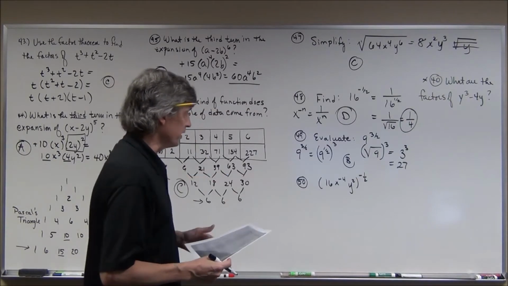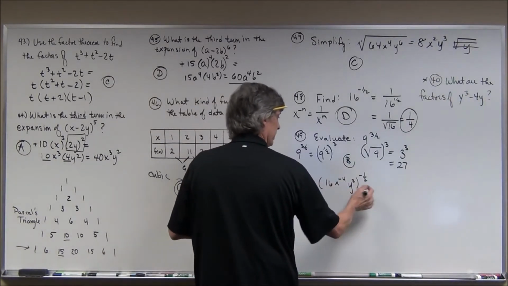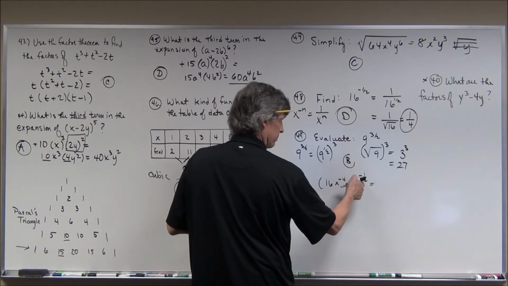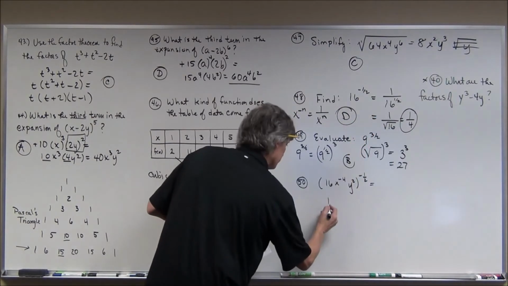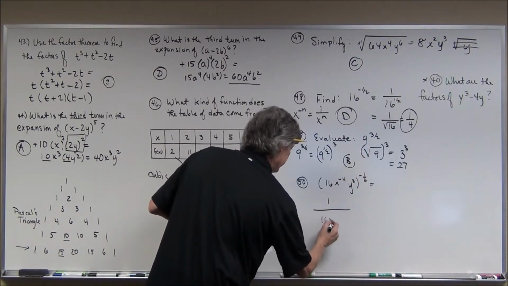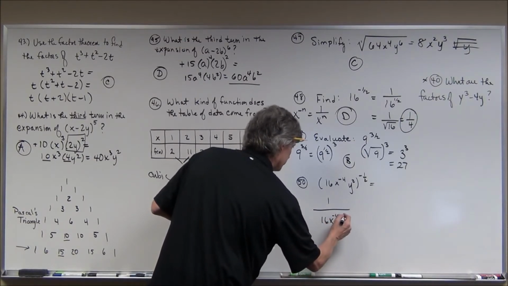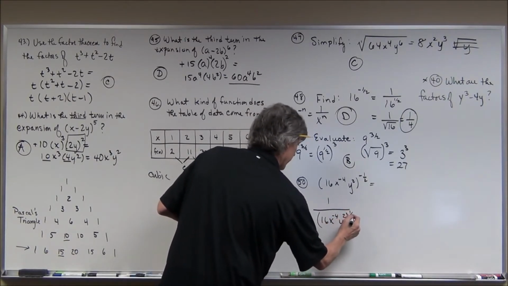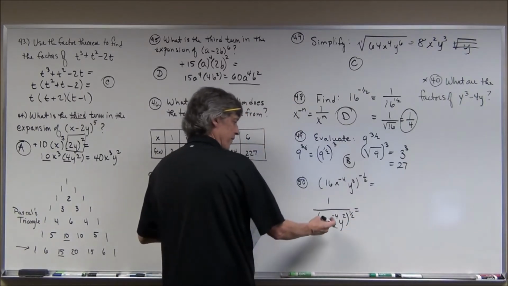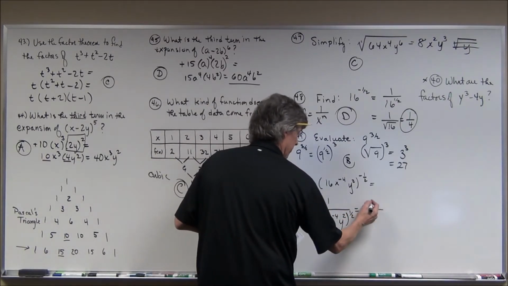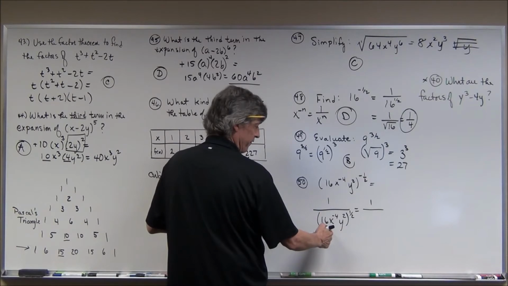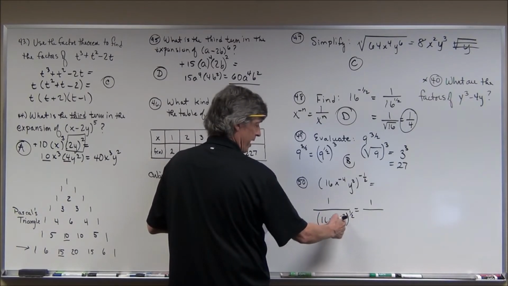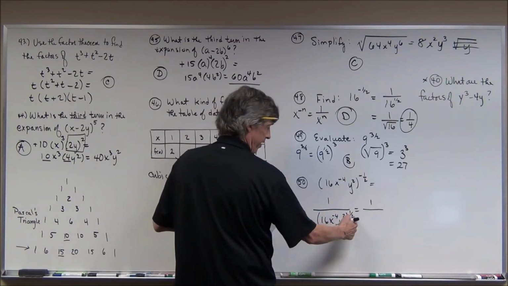All right, number 50. Kind of saved a good one here for the end. Notice the negative exponent, just like this guy. This is 1 over 16x to the negative 4y to the second, to the positive 1/2. All right, just look at the denominator for right now. You have a product of 3 factors raised to the 1/2 power. Each one gets raised to the 1/2 power.